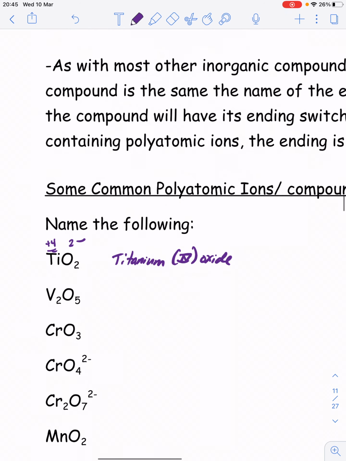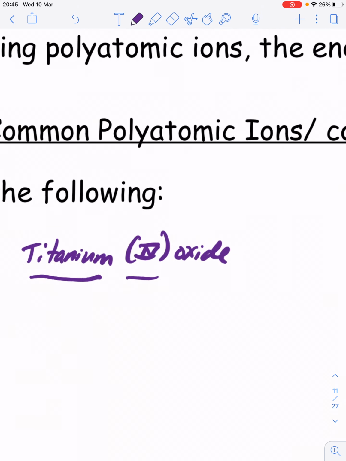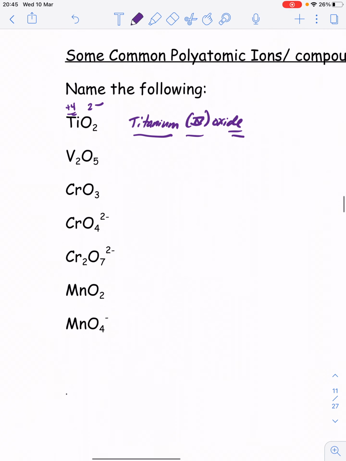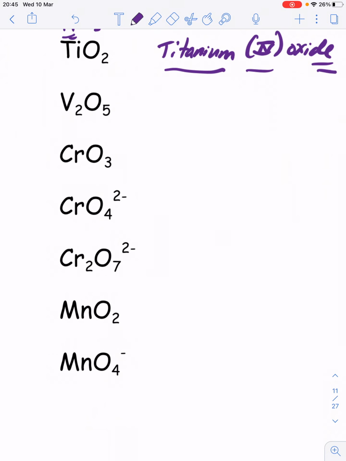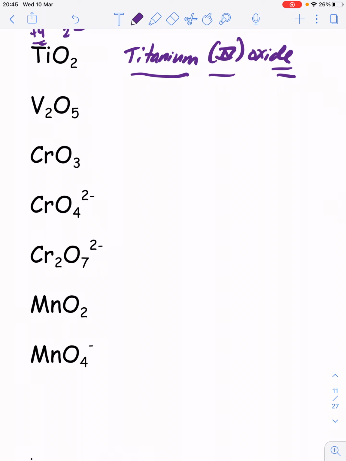The naming rules pretty much follow that the metal gets its normal name, followed by the oxidation state, and the nonmetal at the end becomes "ide." Now, if we have one like this, where it's a polyatomic ion, so these different chromium compounds, or this one with manganese, because it's now a polyatomic ion with oxygen, it tends to end in "ate." So this one, for example, is chromium, but it's a polyatomic ion with oxygen, so it's going to be chromate.